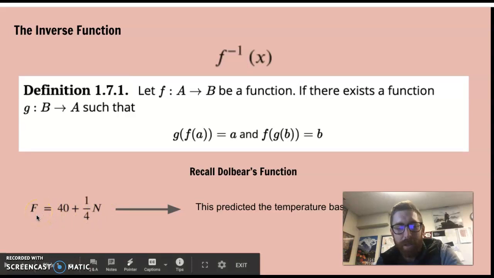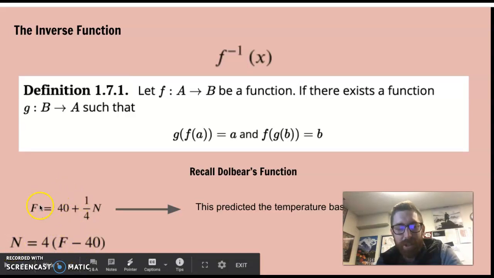But what if I wanted to work backwards? What if I wanted to predict the number of chirps and I actually knew how hot or cool it was? What I would need is the other side of the coin. I would need the other function going the other way, a function that was based on f and not n. Right now this function is based on n. So I would need a function built on f, or how hot it is, and that would give me n.